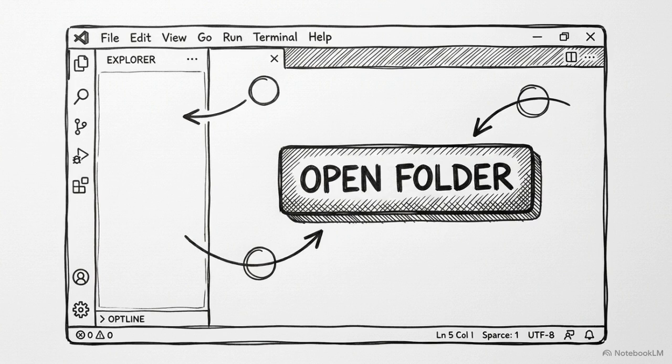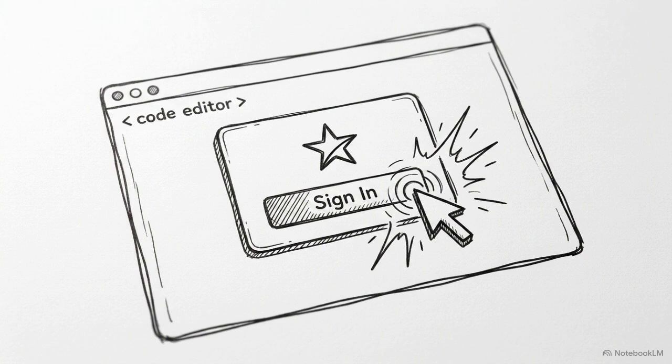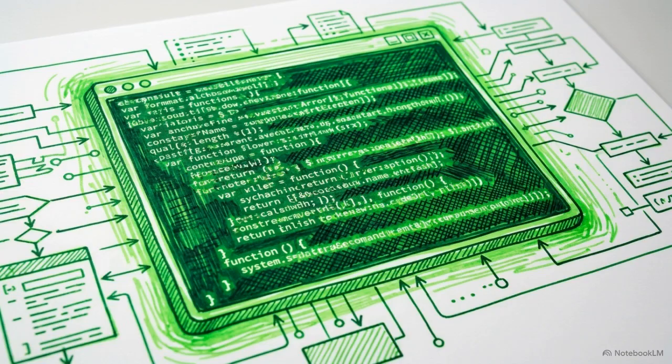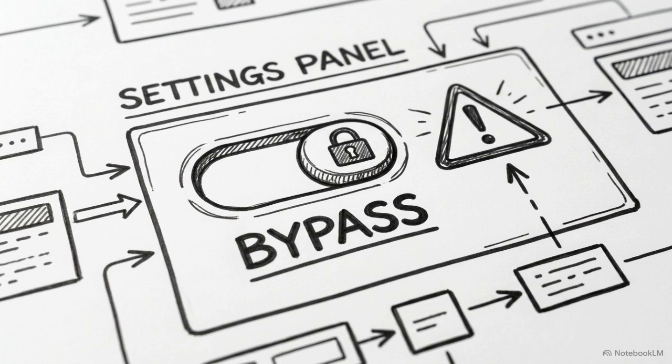Install the Claude Code extension, then sign in with your Claude credentials to link the assistant to your workspace. Open your settings menu and search for Claude Code. Check the box labeled Allow Dangerously Skip Permissions. Enabling this permission allows the agent to run terminal commands and modify files autonomously, which removes the need for you to approve every individual step.